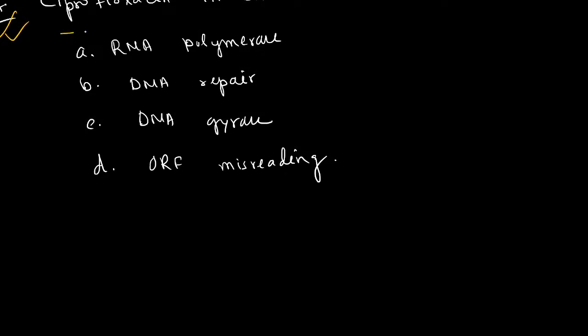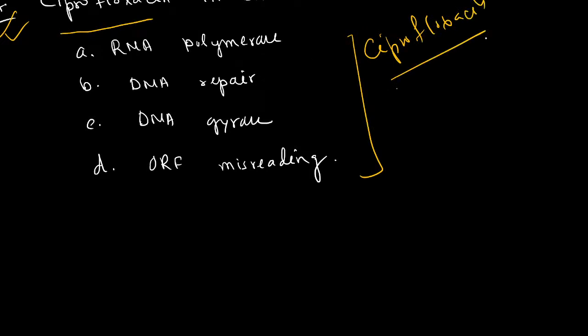Ciprofloxacin. Ciprofloxacin inhibits DNA polymerase, RNA polymerase, DNA repair, DNA gyrase, or open reading frame misreading. Ciprofloxacin is an antibiotic. The options are RNA polymerase, DNA repair, DNA gyrase, and open reading frame.